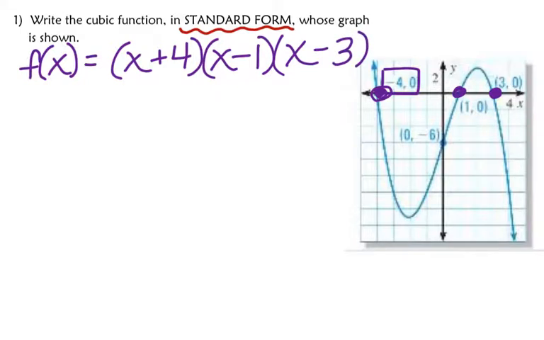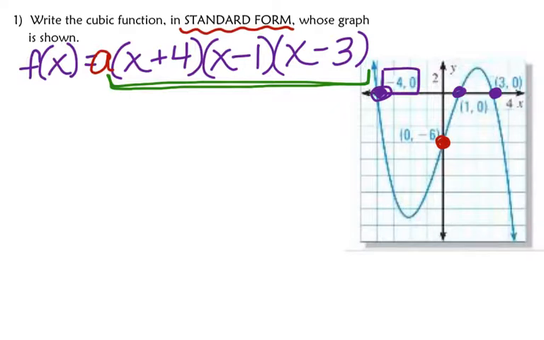Now, we also have one more point that we're going to need to deal with, which they give us as (0, -6), and that'll come in at the very end here, and it's going to come from an a value in front that we'll have to figure out. Now, before we do that, the first thing we're going to do is take these factors and multiply them all out to get it in standard form.